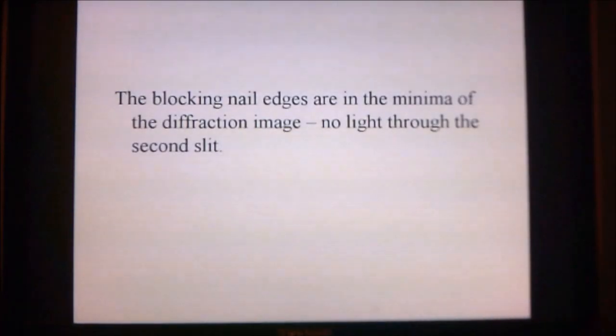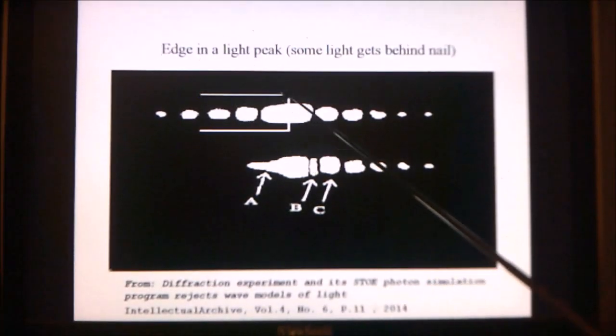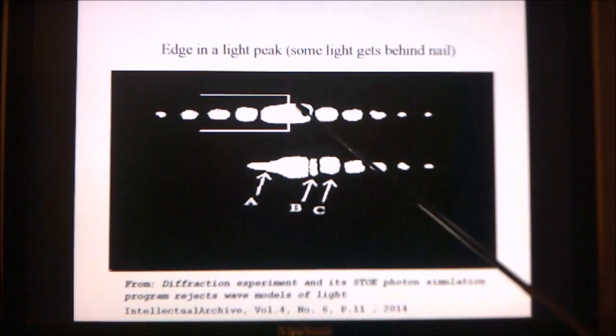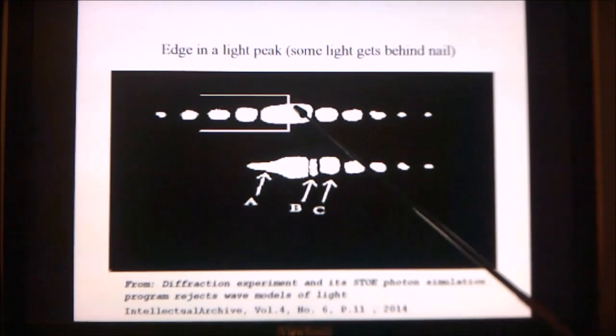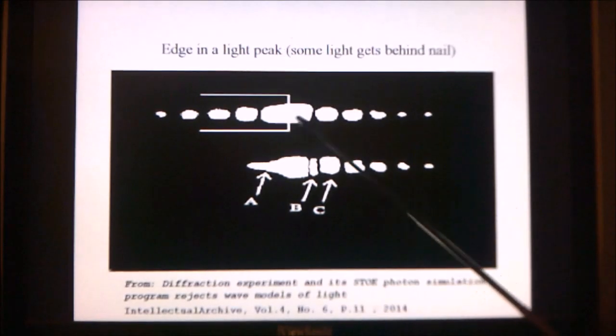The blocking mask's edge is at the minima of the diffraction image. No light goes through the slit. Now let's see that. This is the edge of a mask, and here we position the edge right in the middle of the diffraction pattern.